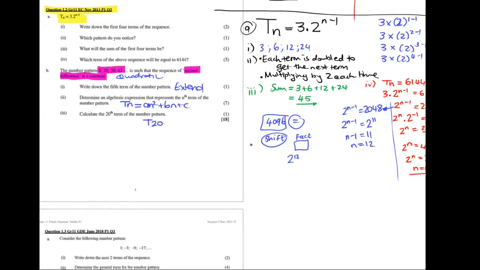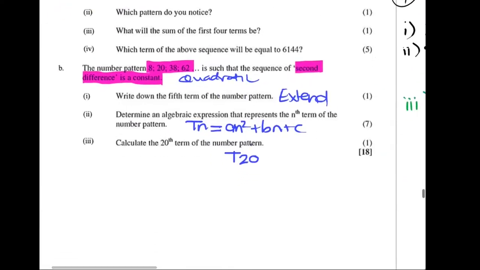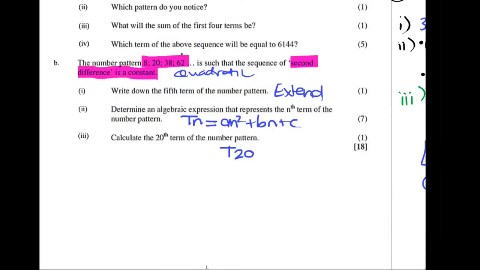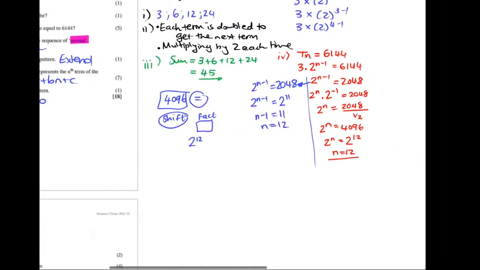So that is what they've asked us for at B. They've told us this is a quadratic pattern. First, give the fifth term, so we're going to extend. Next, find the nth term, so we are going to use an squared plus bn plus c, and then calculate the 20th term, so we're going to do T20. All right, so let's get straight into that and answer those questions.